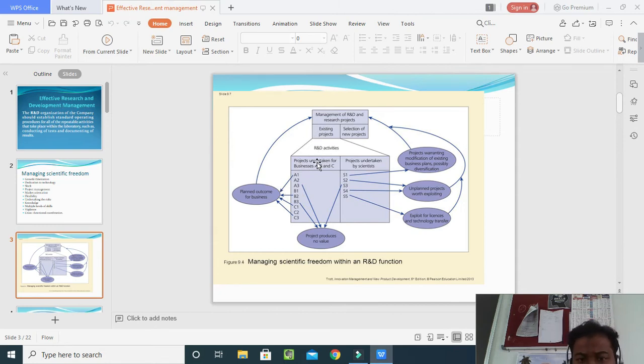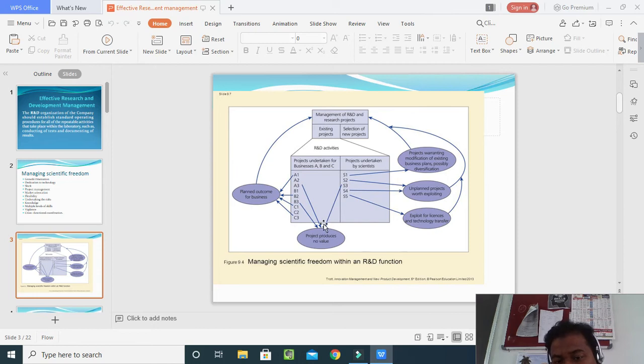Again in the research products, what will happen: existing projects will be there and selection of new projects will be there. This can take place by projects that produce no value. That means once the product has no value, then they will go for another thing. When it has value, then it will go into the launch into the market.